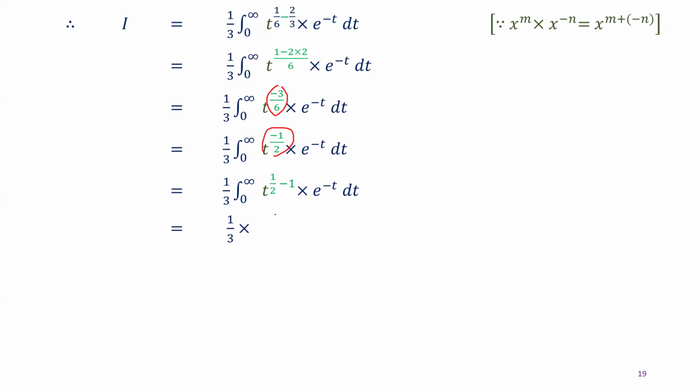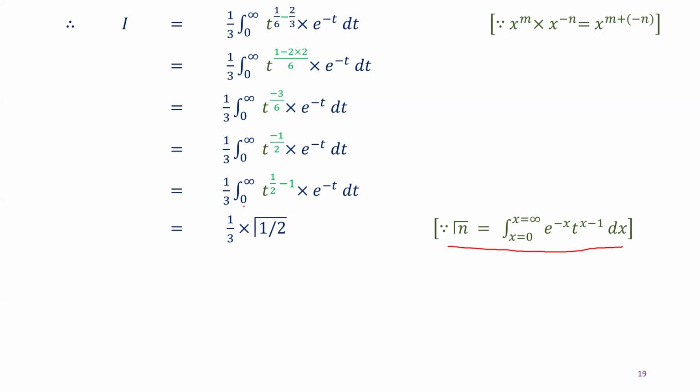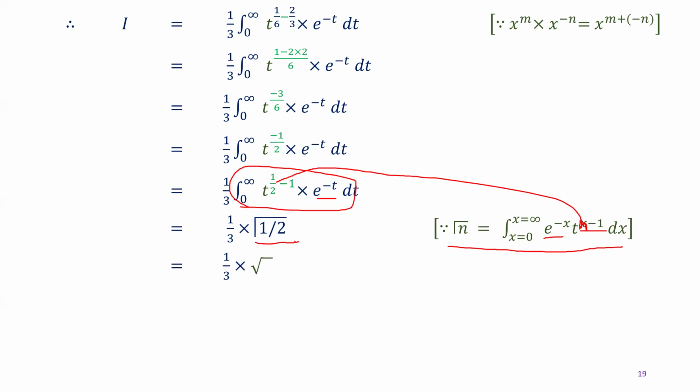And this is nothing but 1 upon 3. Here, the value of n is equal to 1 by 2. If we compare both the formulas, this is the definition or formula or expression for the gamma function. And if we compare these two integrals, the only thing is that e to the power minus x, t to the power x minus 1, no, this is not x, this is n, sorry, this is n minus 1. In place of n, we have 1 by 2. So this is equal to 1 upon 3 into gamma 1 by 2. And we know that gamma 1 by 2 is nothing but root pi.